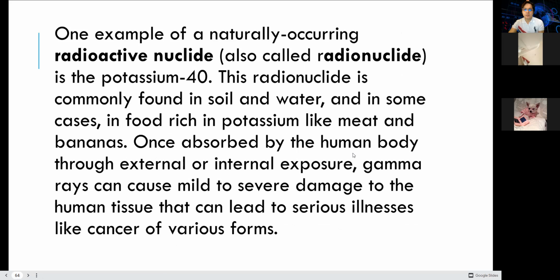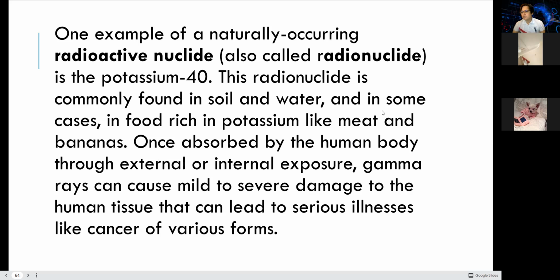Okay. One example of naturally occurring radioactive nuclei, also called radionuclides, is potassium-40. The radionuclide is commonly found in soil and water, and in some cases in food rich in potassium like meat and bananas. Once absorbed by the human body through external and internal exposure, gamma rays can cause mild to severe damage to human tissue that can lead to serious illness like cancer in various forms. Okay, just be careful with this.